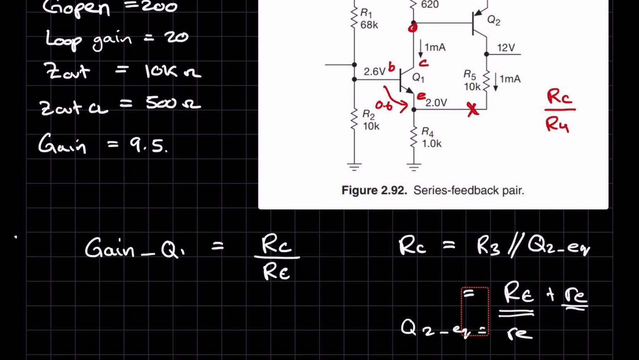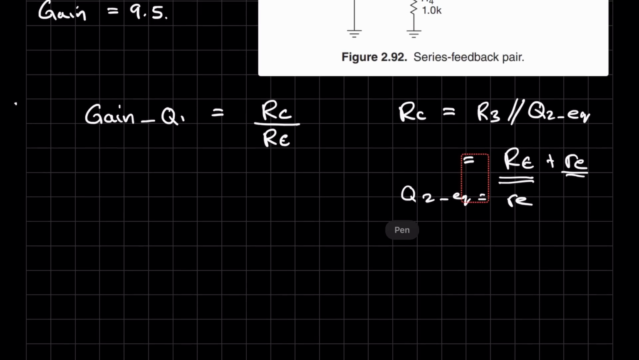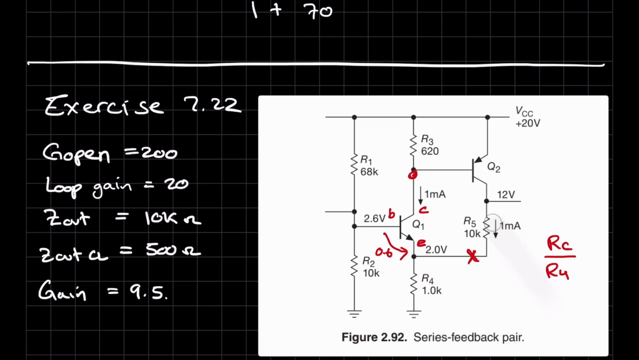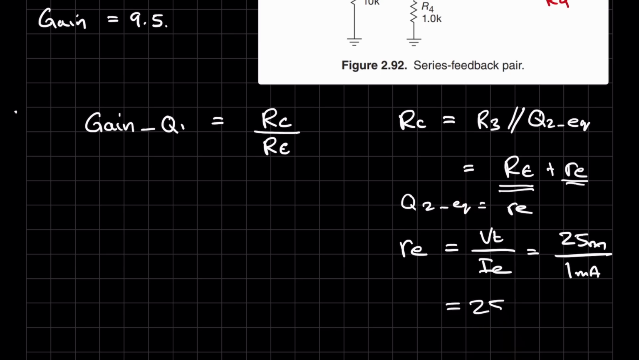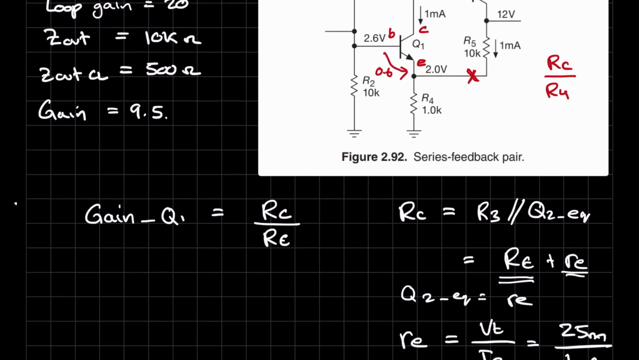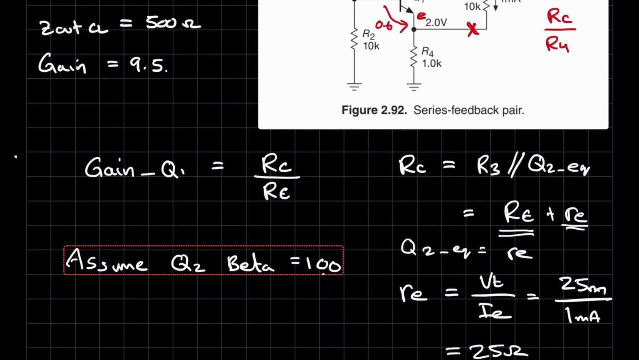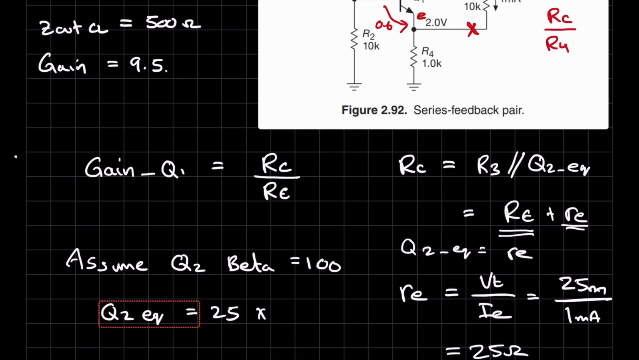However, we need to consider the gain. So if we calculate RE for Q2, that's basically RE is equal to VT over IE, which is 25 millivolts divided by 1 milliamp, which is the current that's flowing in this direction through this transistor, which gives us an RE resistance of 25 ohms. The equivalent resistance is going to be amplified by the gain of the transistor Q2. Now, if we assume Q2 beta is equal to 100, then that gives us a Q2 equivalent resistance of 25 times 100, which is 2500 ohms.